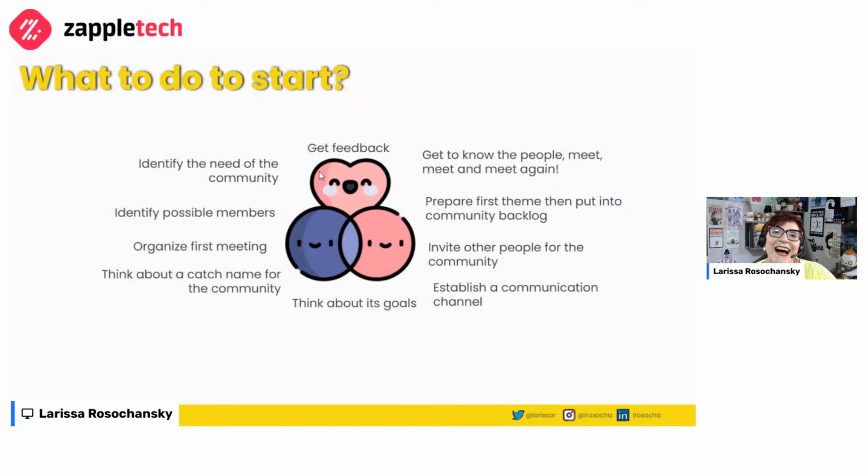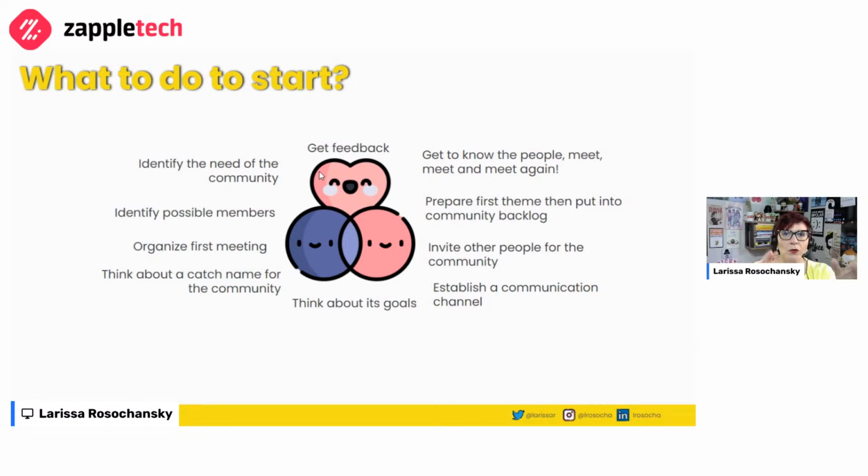And how can we start with this? First of all, get the feedback. So understand why do we need this chapter? Why do we need this community? And identify the need of the community. So, do I really need the community? Why? After I understand, get the feedback, and understand the need of the community, I need to start to understand who will be the possible members. So, for my chapter, who will be the members? What roles will the members have? And after I get the roles, how will I find the people that have those roles? So I start to identify the possible members.